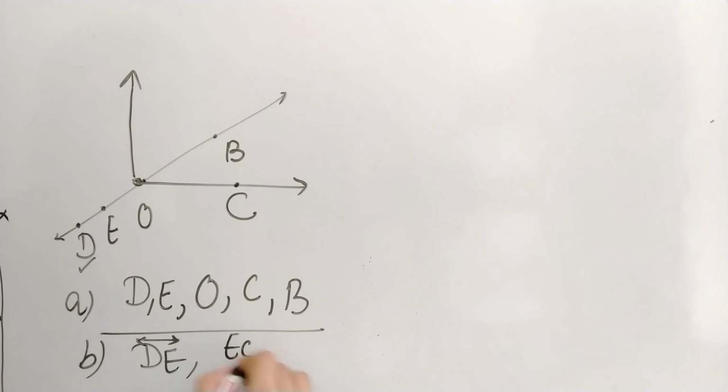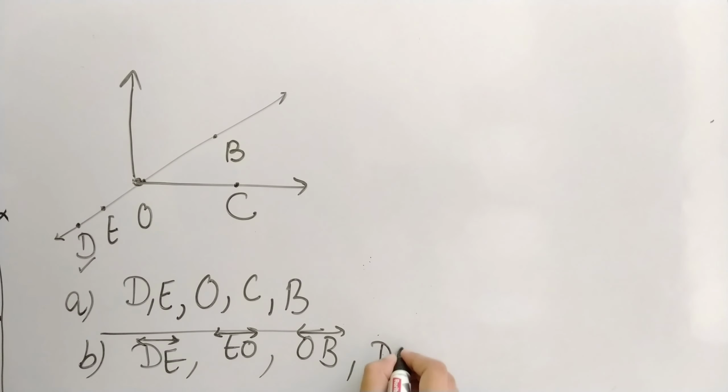Again, EO can also be the answer. Remember this, you have to put this mark over it. Okay, EO can also be the answer. Similarly, OB can also be the answer. Similarly, DB can also be the answer. So there can be many multiple answers in this question.